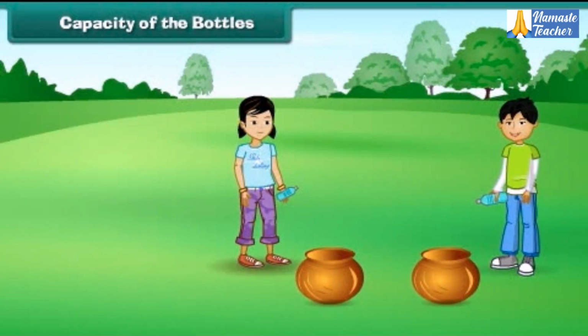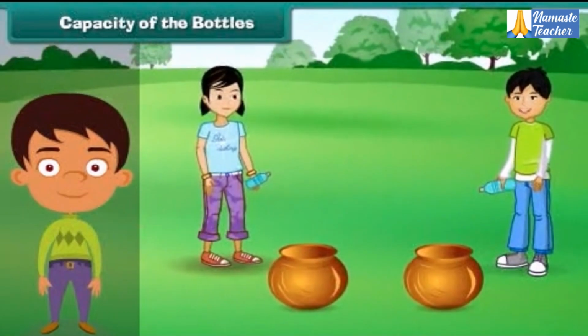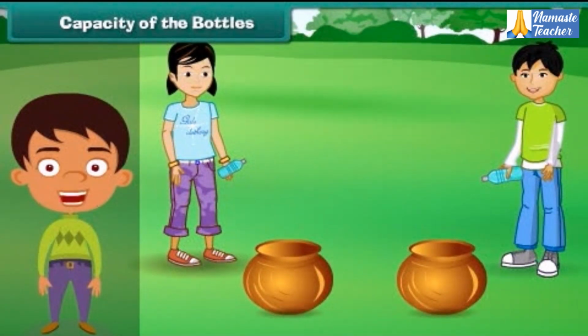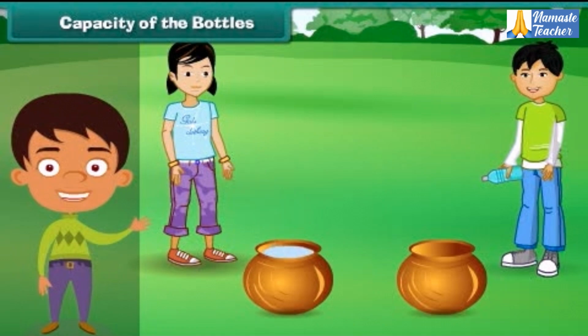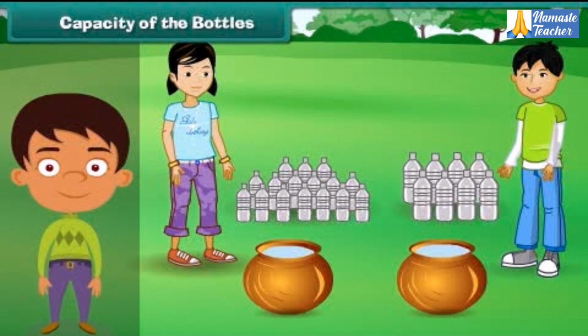Capacity of the bottles. There are 2 pots of the same size. Naima and Naseem have to fill each pot with colored water. They use their own bottles to fill the pots. Naima's pot gets filled with 16 bottles of water, while Naseem's pot gets filled with 8 bottles of water. We can say that Naima's bottle can hold half times as much water as Naseem's bottle.